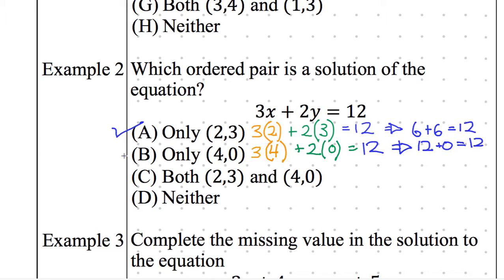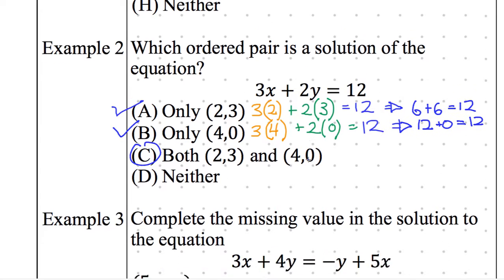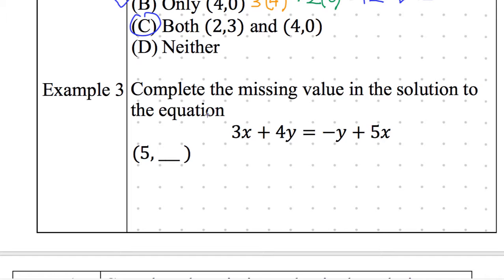It is. That is also a true statement. So it happens to be both 2, 3 and 4, 0. All right, let's try example 3. This is going to be the second type of question that you'll see.